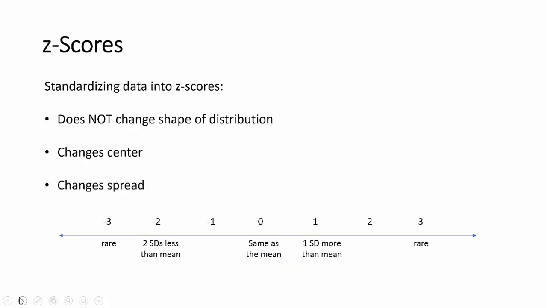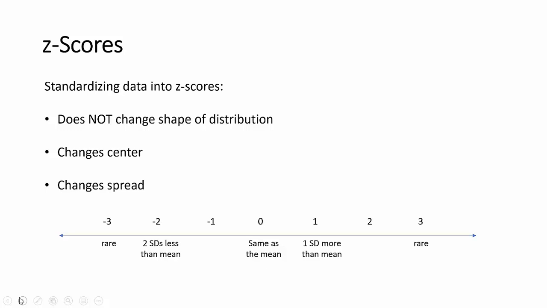So some quick information that you need to understand about z-scores. When you are taking a group of data and you're standardizing it into these z-scores, right, it's not changing the shape of the distribution. So whatever that shape was, if you just took those values, rewrote them as z-scores, and then plotted them again, you'd have the exact same shape. However, your center would change because you actually changed the values, and the spread is actually going to change as well.